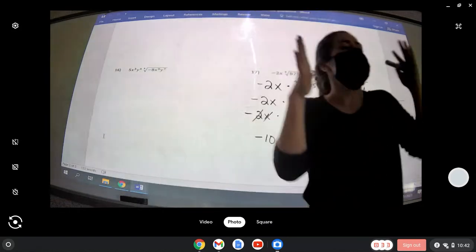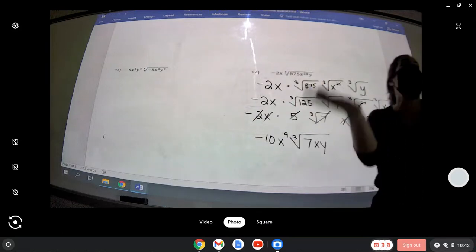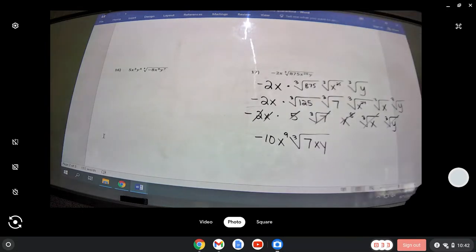So it should feel very similar to last week's, except you're doing it with third roots and not square roots. Are you guys okay? You guys at home, are you guys okay?